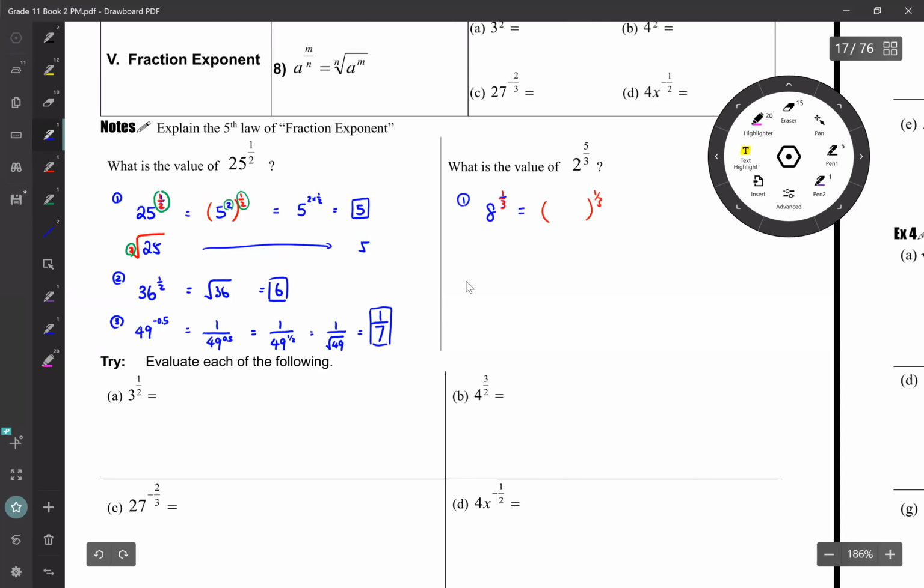It would be 8. It would be 2 to the power of 3. Yes, very good. Okay, 2 to the 3. Right, similar to the 25. 25, I rewrote it as 5 squared, right? 8, I can rewrite it as 2 to the 3. Outside, you have a 1 over 3. So what can we do?